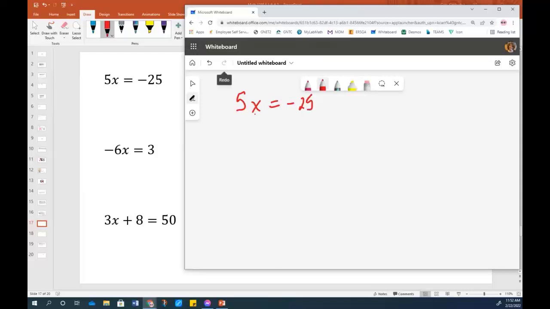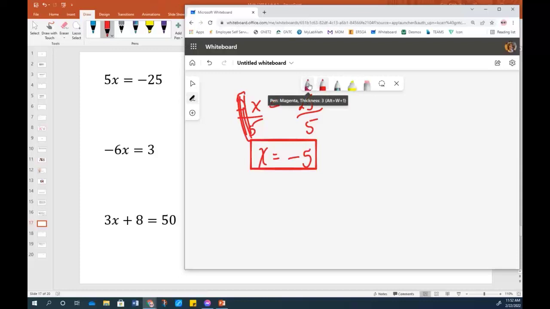You would say, well, what has happened to x here? This 5 is multiplied to x. So if they've multiplied, you need to undo multiplication, which is division. So you would divide on both sides. So those 5s just cancel. And we have x equals, and negative 25 divided by 5 is negative 5. So now I would check that answer and just make sure it works over here. 5 times negative 5 is negative 25. Check. That one clears.